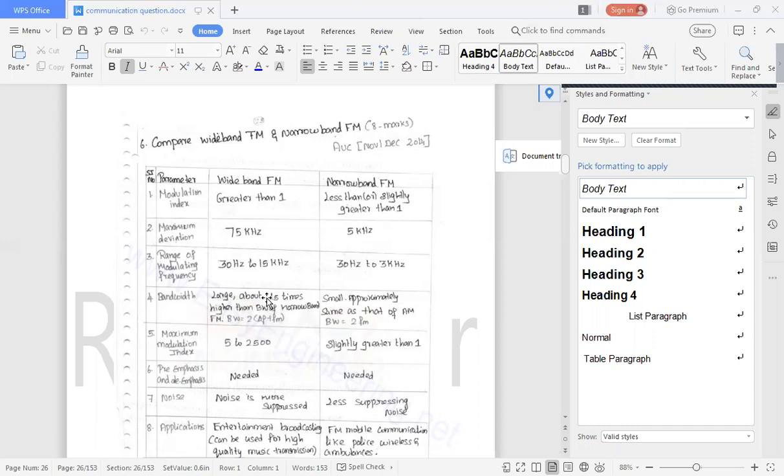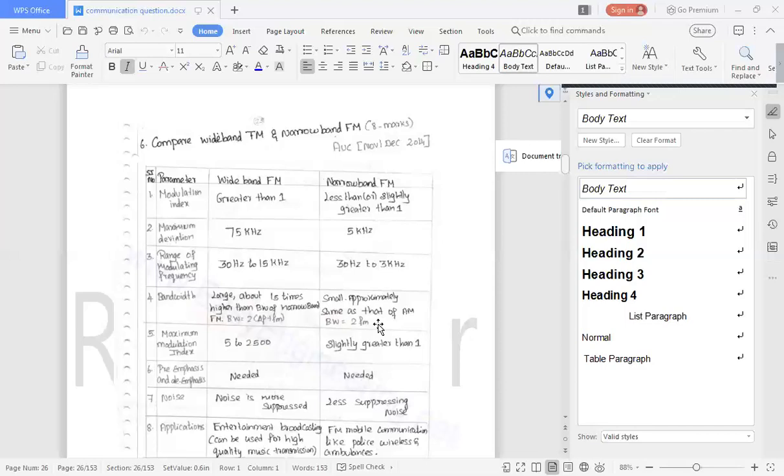So that point is the bandwidth. Bandwidth is very large in wideband FM. We may approximate it by Carson's rule, that is 2 times (delta F plus fm). Delta F means the frequency deviation, and fm means the frequency of the modulating signal. But in the case of narrowband FM, it is 2 fm.